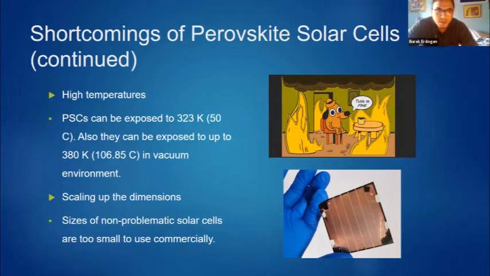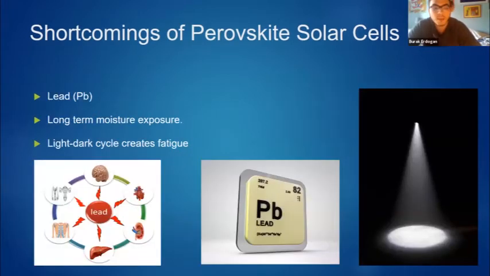These mentioned issues can be solved in the laboratory, but the size of the solar cells in the lab is too small to be used commercially. So this shortcoming can be summed up as a scaling up the dimensions issue. Lead. PCSCs, which contain lead, are impressive regarding their efficiency. They are one of the best performing perovskites.